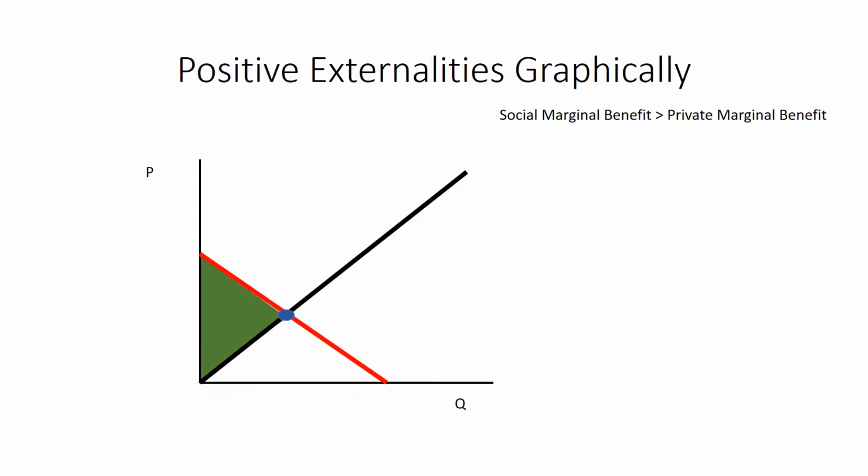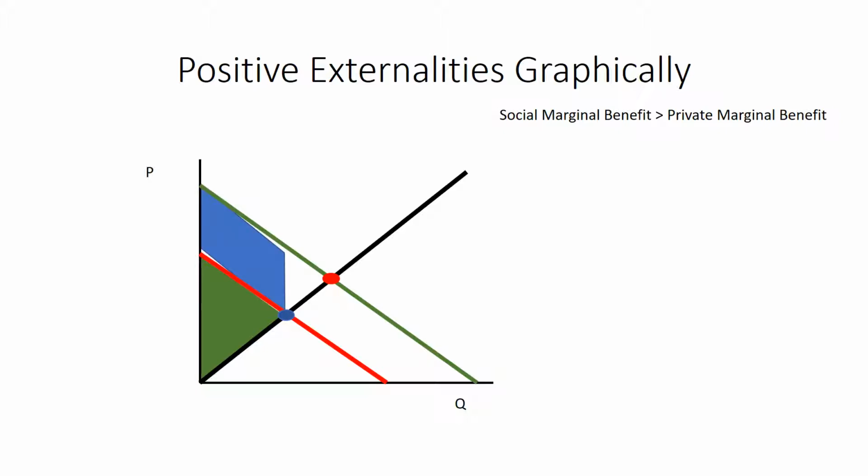Now, if we introduce a positive externality, we see that we have a new curve. This green curve is our social marginal benefit. This social marginal benefit curve is above the private marginal benefit curve. And it's just the private benefit added to the benefit received by society. So because of this, we now want to produce at this new red point where the social marginal benefit curve meets the marginal cost curve.